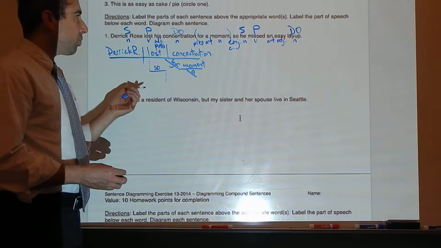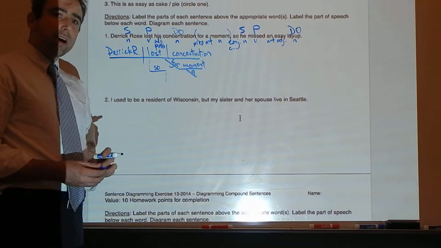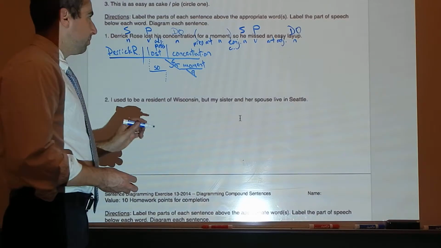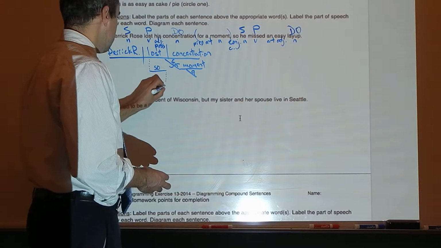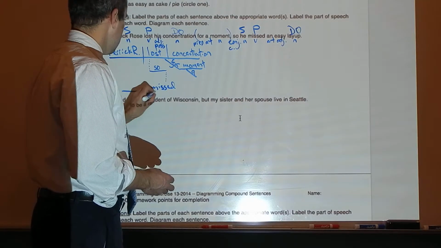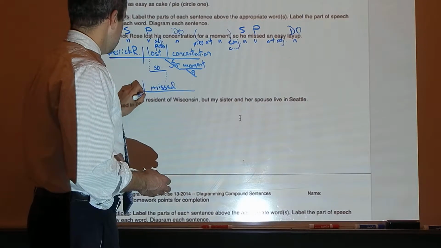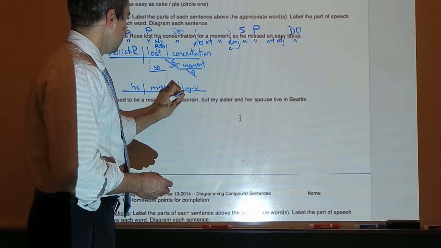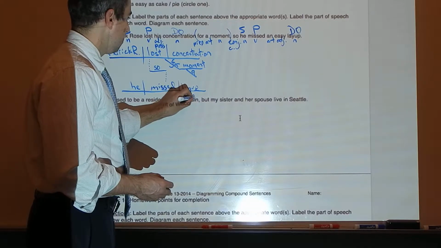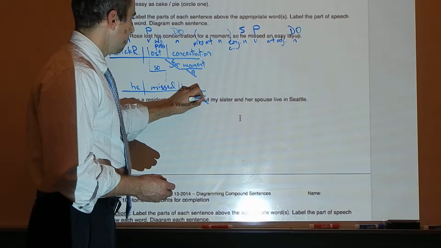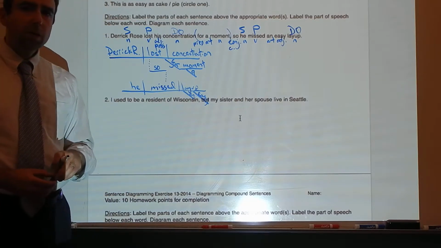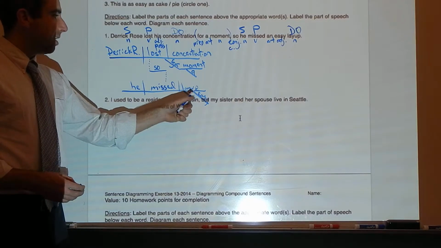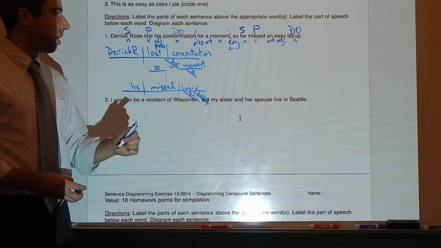and so why don't you diagram yourself the main line of the second clause in this compound sentence. Go for it. Pause the video. Okay, so he is the subject, missed is the predicate, layup is the direct object, and an easy are an article and an adjective respectively describing layup.